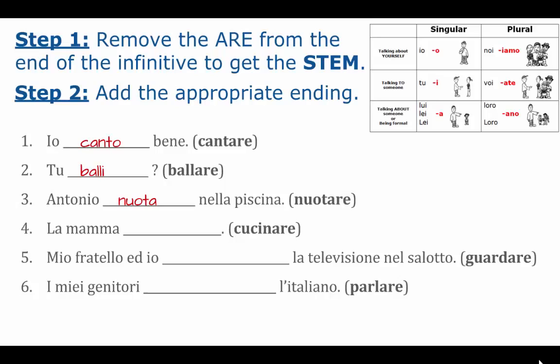Number four, la mamma. The verb is cucinare. So I want to say mom's cooking. Again, talking about mom, we're going to use the lei form. So the verb cucinare, we take off our are, we're left with cucin. Then we add on our lei ending, which is an a, cucin, a, la mamma cucina.